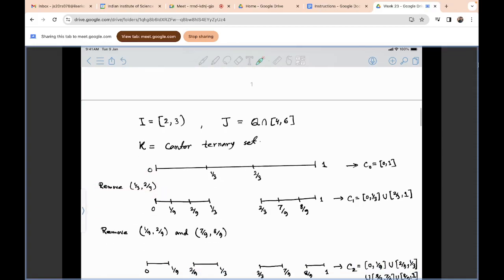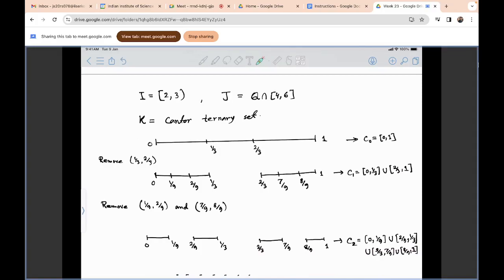Then what you will get? Only this closed interval and this closed interval remain. One is from 0 to 1 by 3 and one is from 2 by 3 to 1. This we call C1. So C1 is the union of these two closed sets, 0 to 1 by 3 union 2 by 3 to 1. Note that each of these has length 1 by 3. So basically C1 is a disjoint union of two closed intervals each of length 1 by 3.